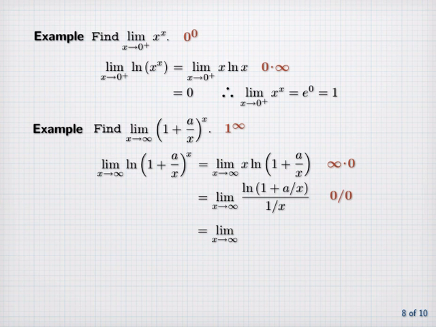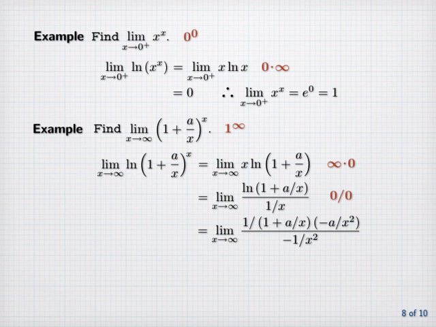We have now the limit as x goes to infinity of a quotient whose denominator is going to be minus 1 over x squared, and whose numerator is the derivative of the natural log of 1 plus a over x, which is 1 over 1 plus a over x, times the derivative of a over x, which is minus a over x squared. Now let's multiply the numerator and denominator here by x squared.